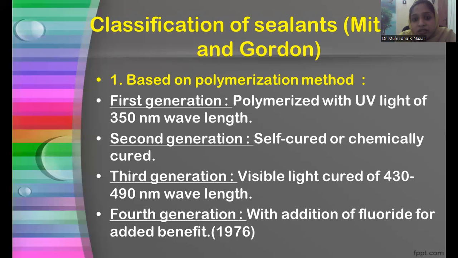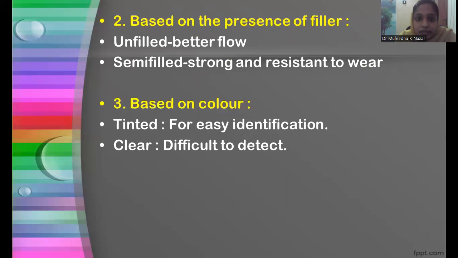Based on the polymerization method, the sealants can be classified into 4 generations. First generation is the sealants that can be polymerized with UV light. Second generation is the self-cured or chemically cured sealants. Third generation is the sealants that can be polymerized by visible light. And fourth generation is the fluoride-releasing sealants.